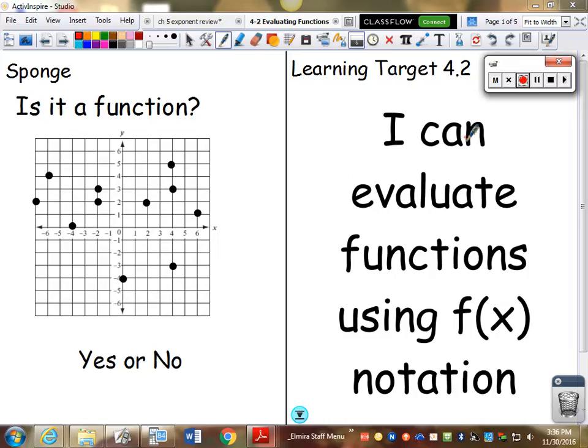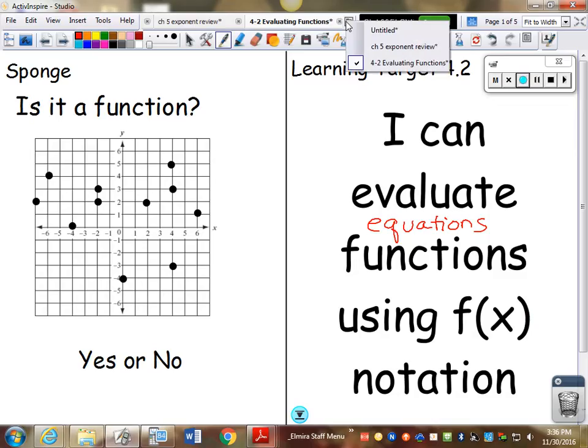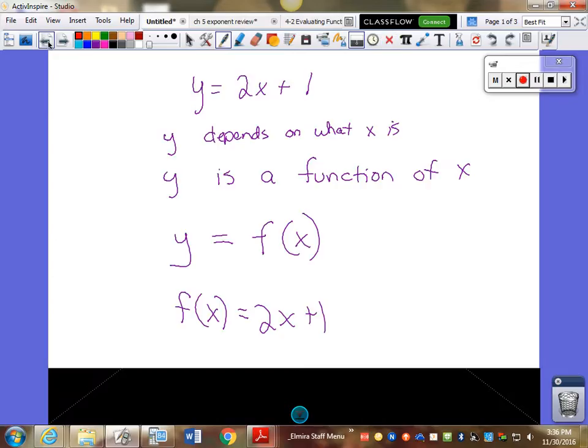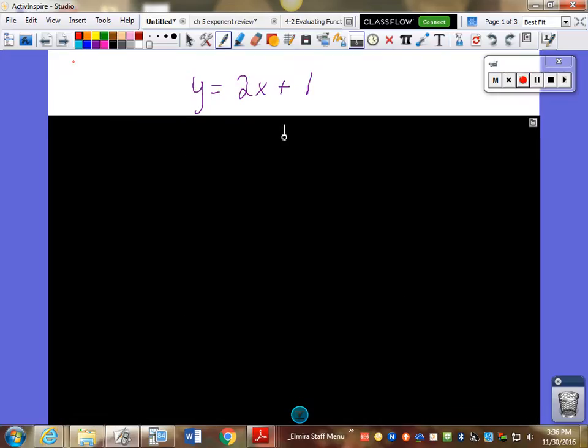We're going to be specifically talking about equations that are functions today. And we're learning a new notation called f of x. Okay? And just to give you a little background, y equals 2x plus 1. That's an equation we're used to. We've seen that before. That's linear. Slope of 2, y-intercept of 1.